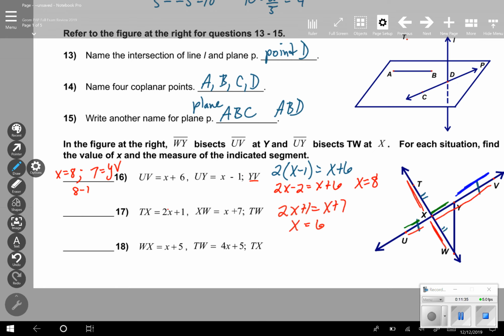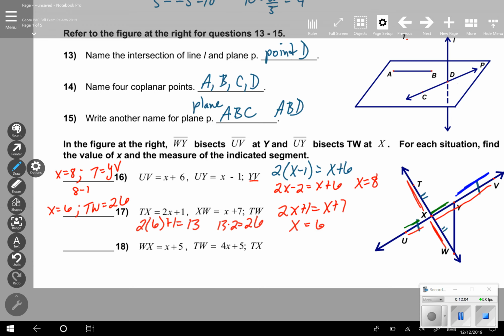Since they've told us that the line is being bisected, that's how we knew that TX and XW were equal. I can just plug into one and multiply it by 2, and I get the whole thing. So I'm going to do 2 times 6 plus 1. So 12 plus 1, that's 13. And so 13 times 2, 26. So x is 6 and TW is 26.